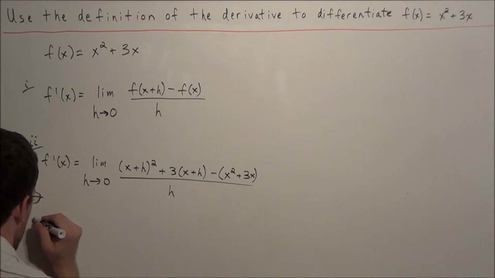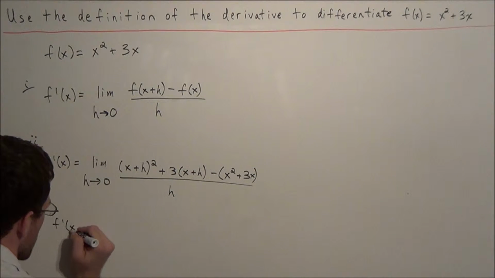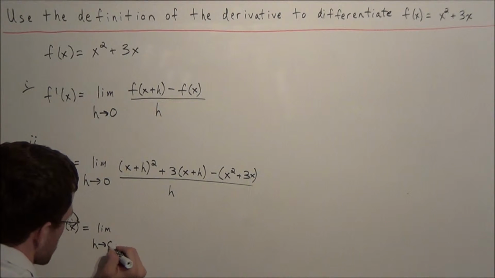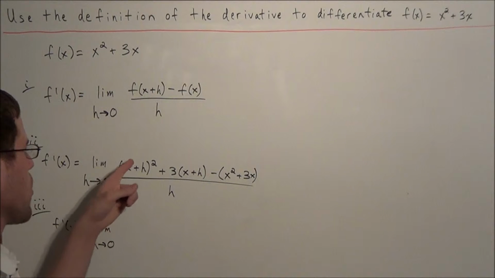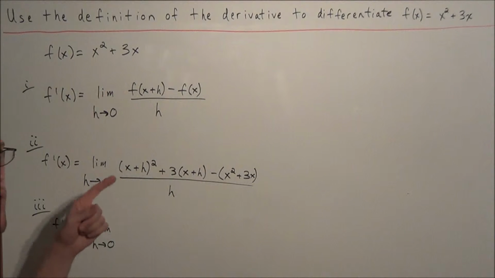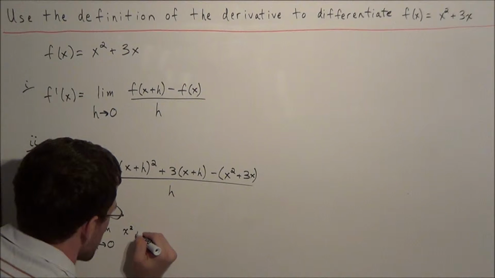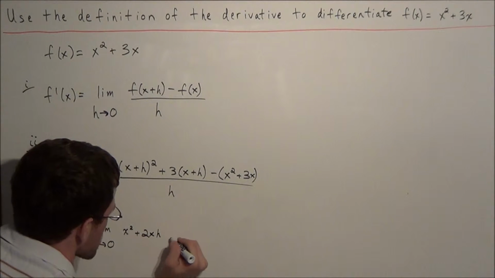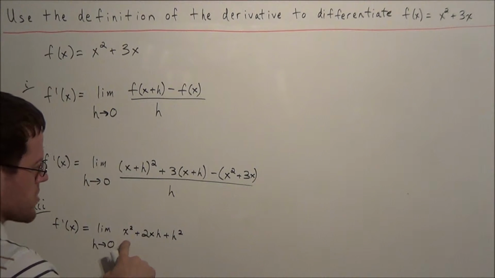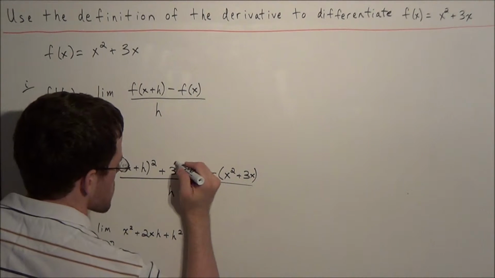So now for the next line, we could evaluate this and simplify it a little bit more. We have, for line 3, f prime of x is equal to the limit as h approaches 0. And now I'm not going to do all of the steps in multiplying two binomials together, but x plus h squared, or x plus h times x plus h, is equal to x squared plus 2xh plus h squared. And now for the next piece, this is how we just evaluate x plus h squared. But now we need to distribute 3 times x plus h.